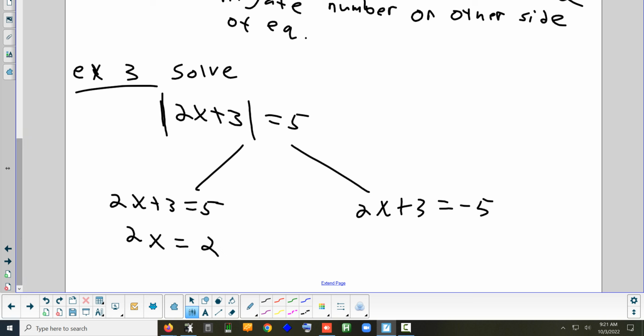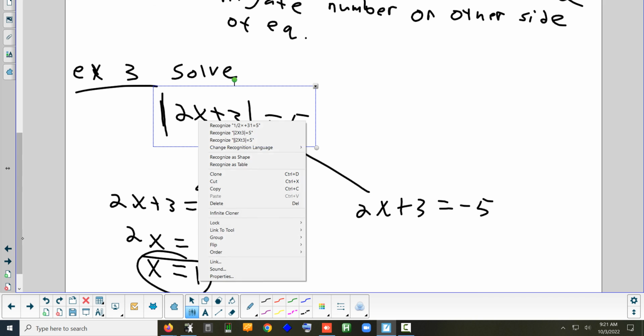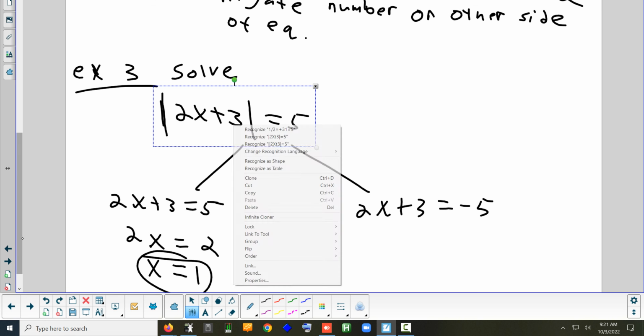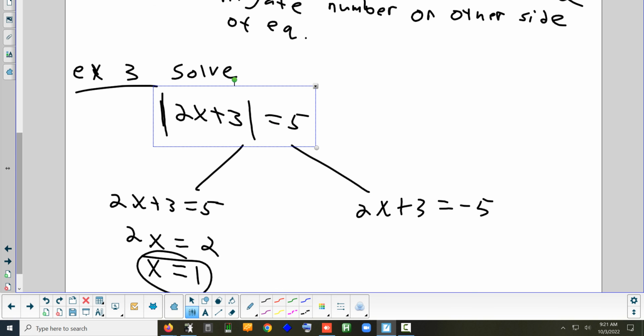2x equals 2. X equals 1. There's your first answer. And we could check it. 2 times 1 is 2. 2 plus 3 is 5. And the absolute value of 5 is 5. So that one works fine.